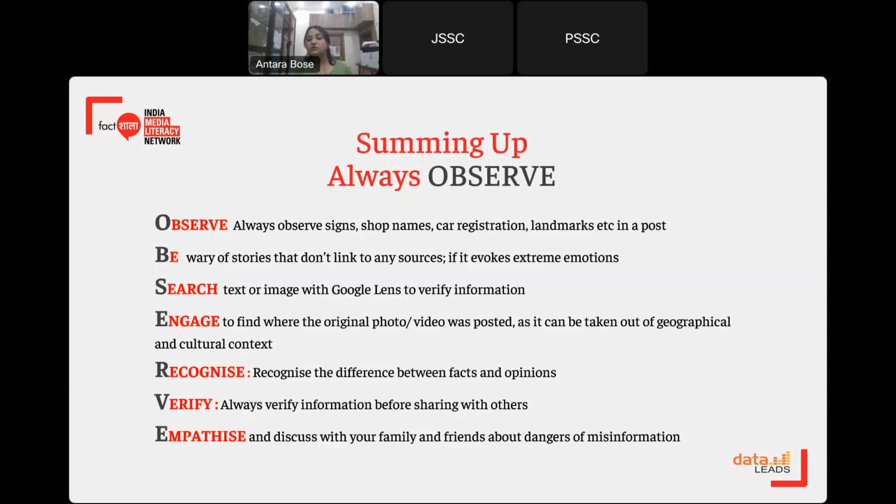Now that you know how to observe, how to stop, how to check, it doesn't mean that you will belittle others. You have to be patient when you're informing your friends, family, relatives that this is how misinformation spreads. So you need to be patient with your nearest and dearest ones also.